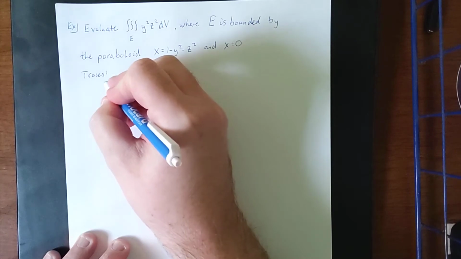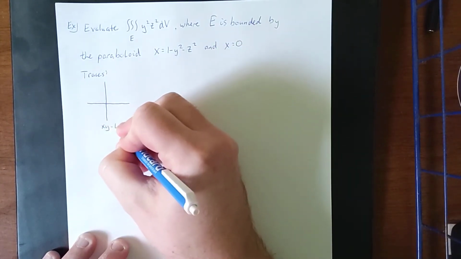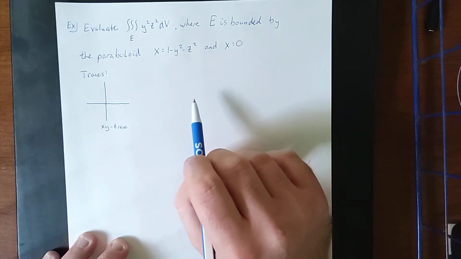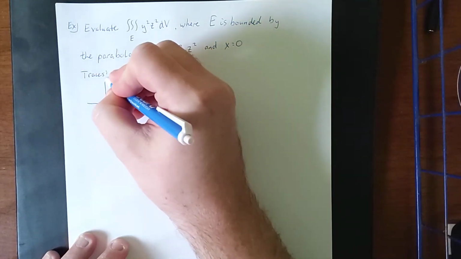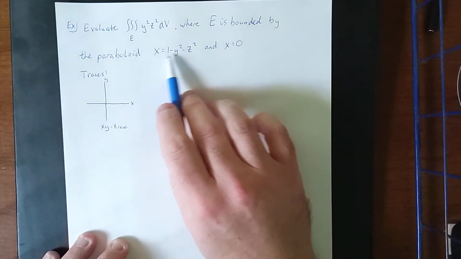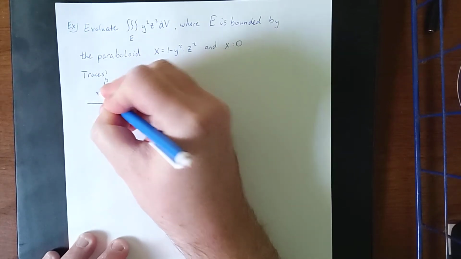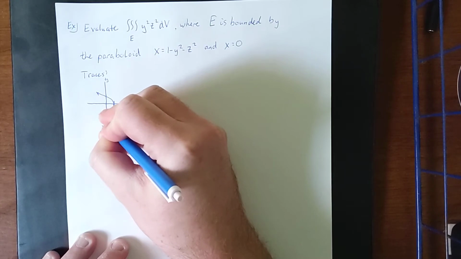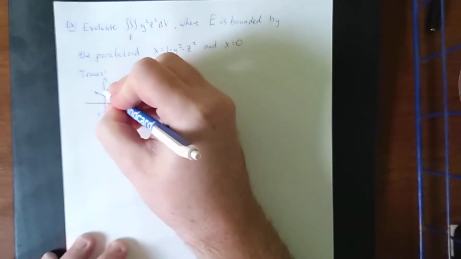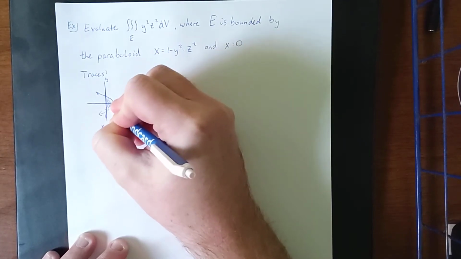So let's start off with the xy trace. For the xy trace, we're going to neglect the z that's here. Think of this as setting z equal to 0, and we'll take a look at what we got. So here's our x-axis, our y-axis. Disregarding the z, we would have x is equal to 1 minus y squared. That would be a parabola opening to the left, like so. And x equals 0 would simply be the y-axis. So the region in question would look like this.